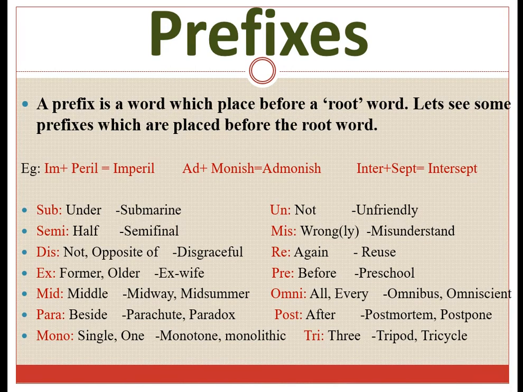The first example is im plus peril, imperial. Ad plus monish, admonish. Inter plus cept, intercept. You have many more examples over here. Sub means under, and when you are using this in a word, you can use it as submarine. Then semi means half, that means semi-final. And then dis means not, opposite of, as in disgraceful. Next example is ex, that means former.